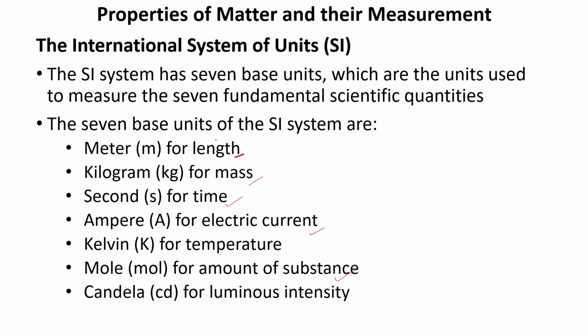Now we will move to the SI system. There are seven base SI units. Okay, the seven base units of the SI system. What are those? The first one is meter for length. The second one is kilogram for mass. The third one is second for time. The fourth one is the ampere for current. Kelvin for temperature. Mole for the amount of substance, and for luminous intensity candela is used. So these are the seven base units, and using these units most of the things are measured, like the speed, like the acceleration.